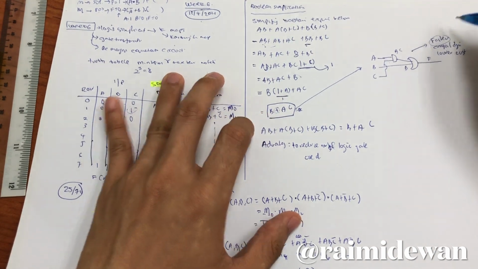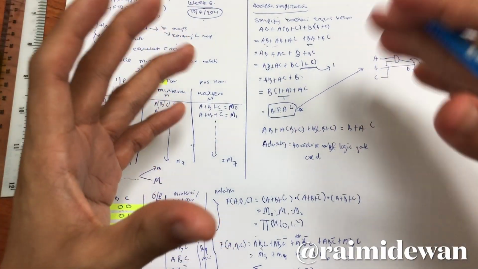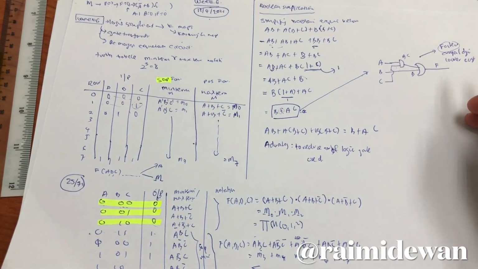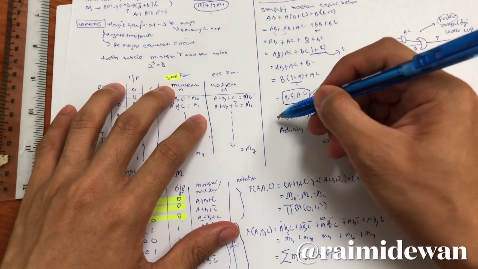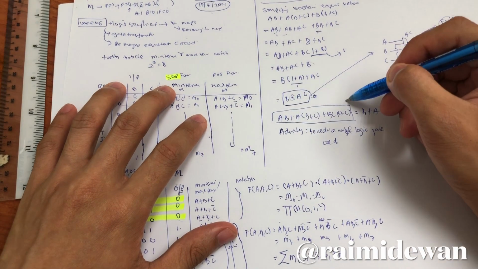And why is it faster? Like I told you guys, if we have more logic gates, we will have more delays. So this one will be faster. And I leave it to all of you to try to make this into a logic gate equivalent.